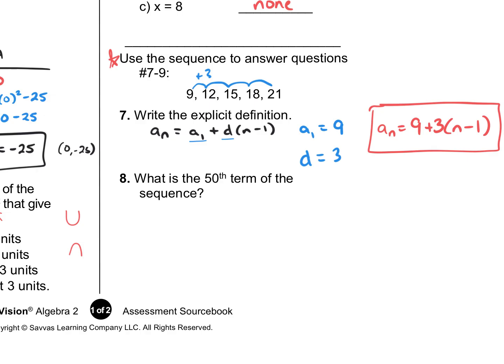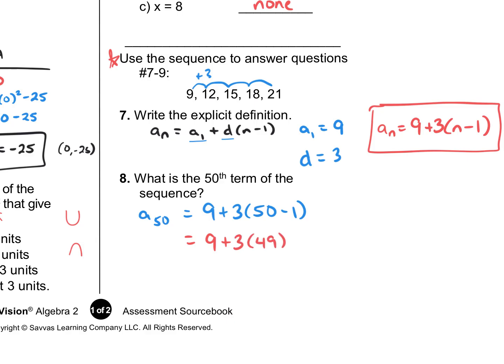Okay, number 8 wants to know what the 50th term is. Plug 50 in for n. We're going to use our explicit definition here. Could you add 3 fifty times? You could, but is it much easier to do it the other way? Yes. So what I'm doing is finding a_50. I'm going to plug 50 in for n. So this turns into 9 plus 3 times (50 minus 1). What do I need to do first here? Parentheses. Yep, so this turns into 9 plus 3 times 49.